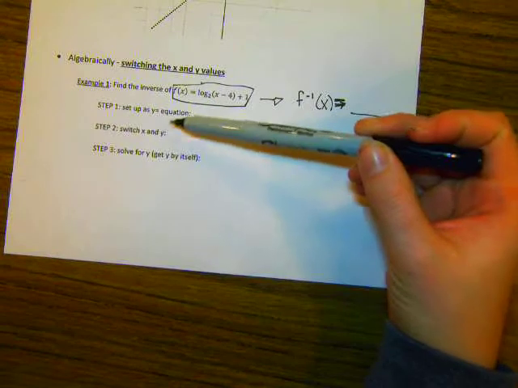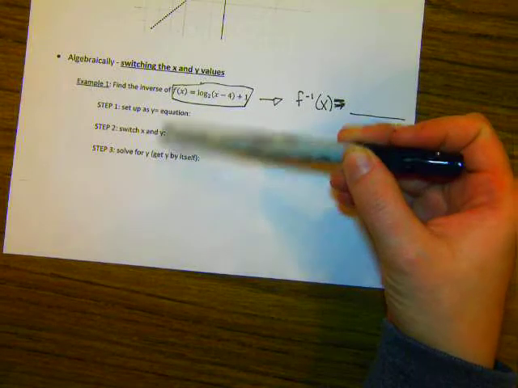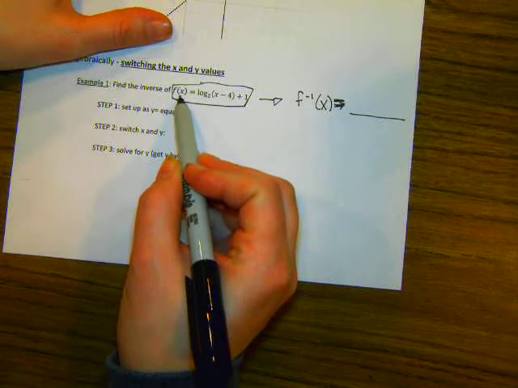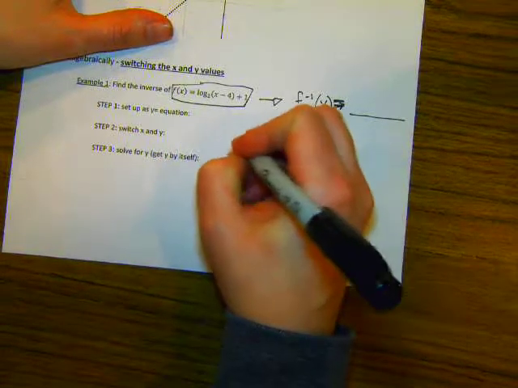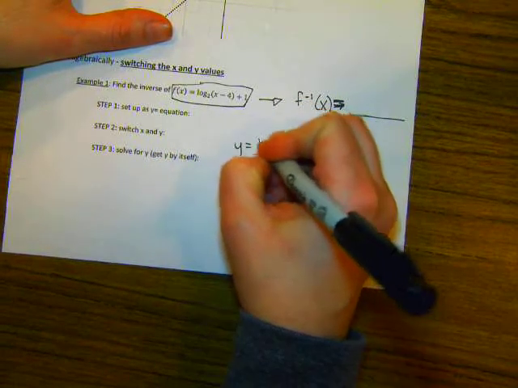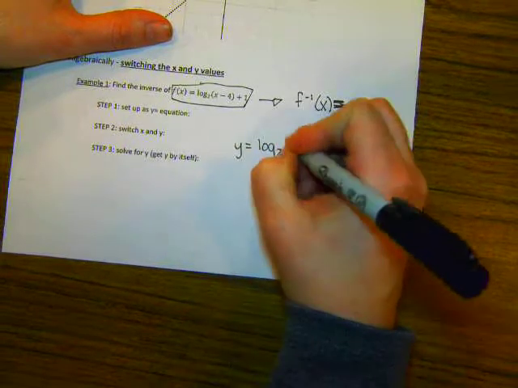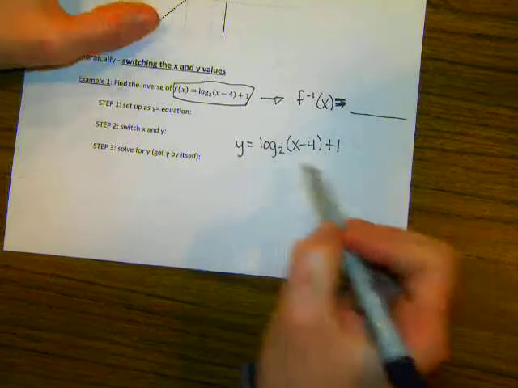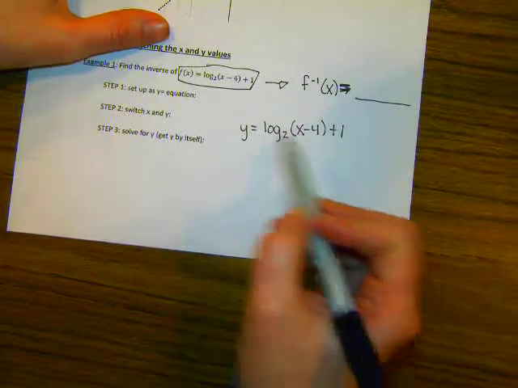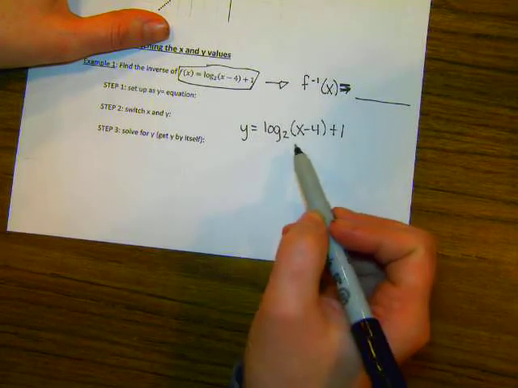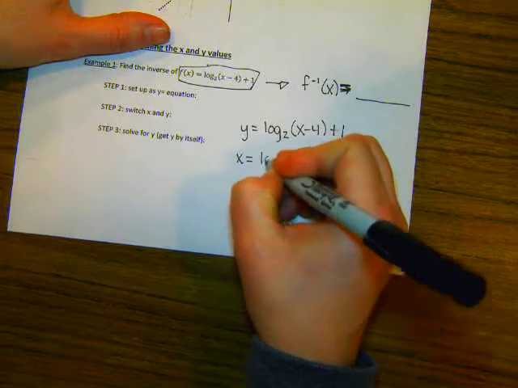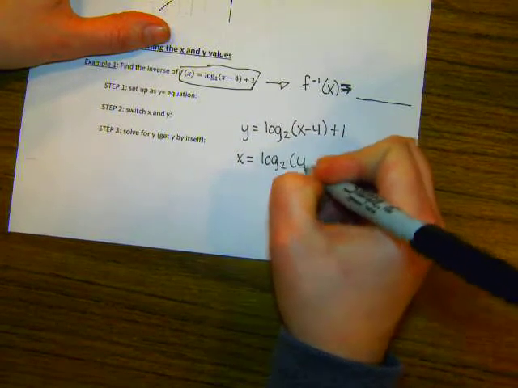You can literally do it in these 3 simple steps. First thing is set it up as a y equals equation. So instead of f of x, I'm going to write y equals log base 2. That's step 1. Step 2 is switch the x and the y. Because they're inverses, we're going to switch exactly where they are.